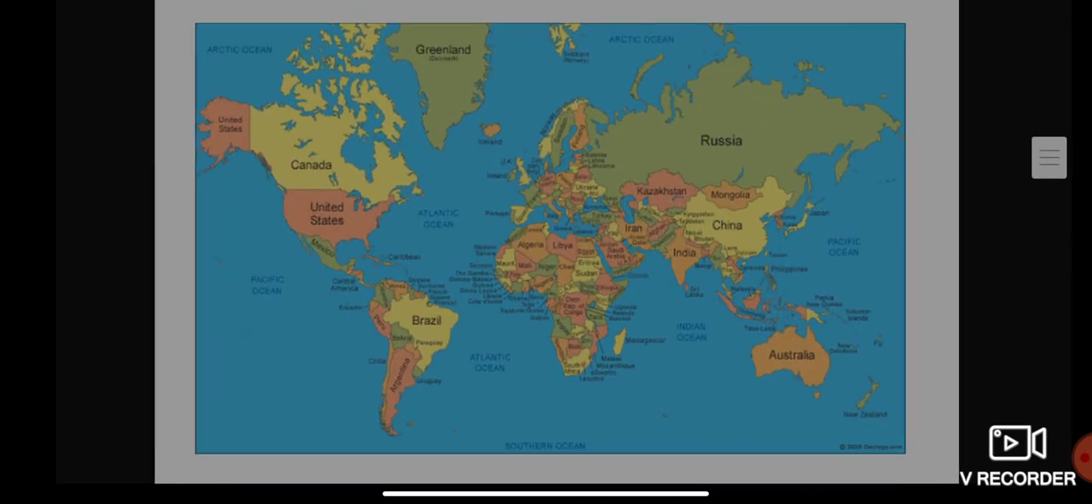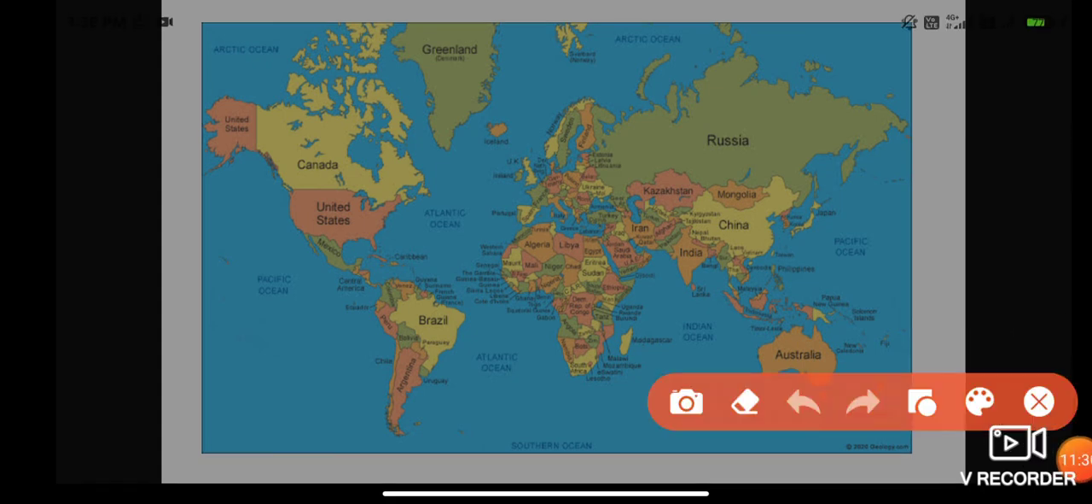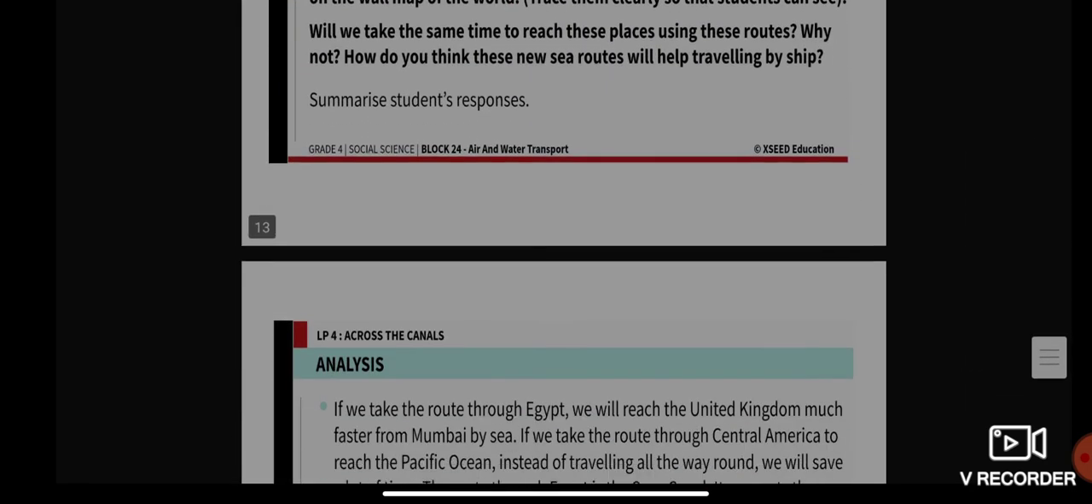Let me just highlight. In the olden times, when there was no Suez Canal, people in order to go to America or Europe had to go all around Africa and then reach their destination in North America. But now with the man-made Suez Canal, people from India can easily go to UK within 15 days. Earlier it took months and months. I hope you got it.